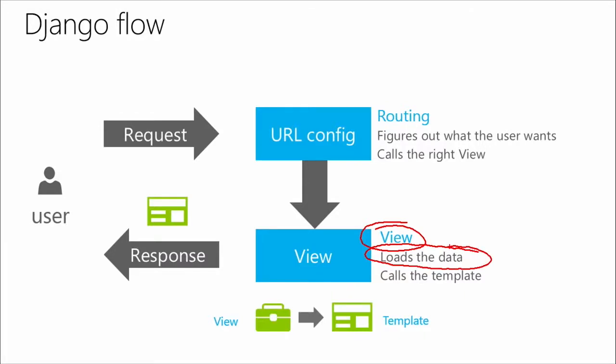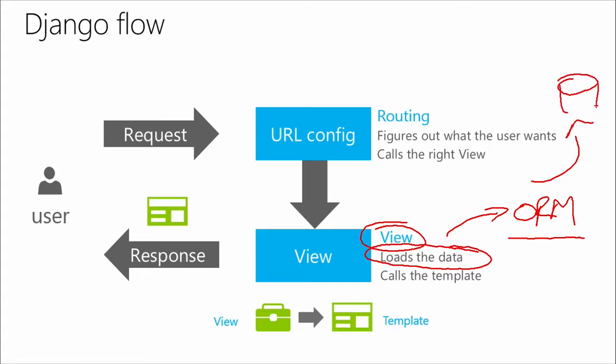And the way that it's going to load the data, and I just don't have this on the slide here, is by using the Django ORM. So inside of the view's code, it's going to have a little bit of code to go off to the database, go get the data, get the objects back, and then eventually call the template, which I'll get to in a moment.